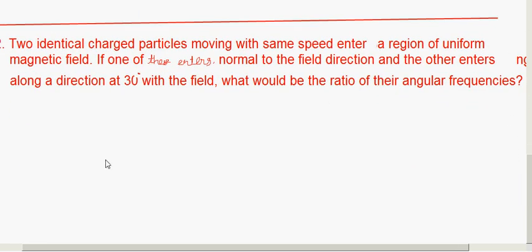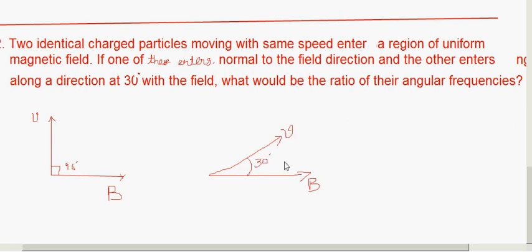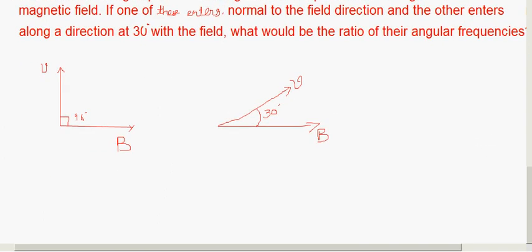So in one case the velocity and the field are normal. In the other case, the angle between field and velocity is 30 degrees. So what would be the ratio of their angular frequencies? Now we should see whether angular frequency depends upon the angle between velocity and B. First, write down the equation for the angular frequency.